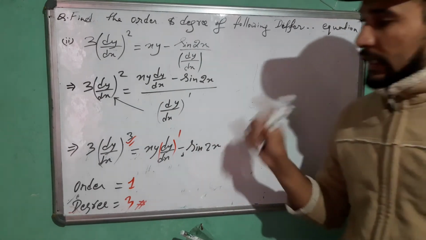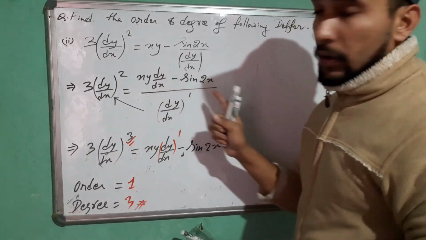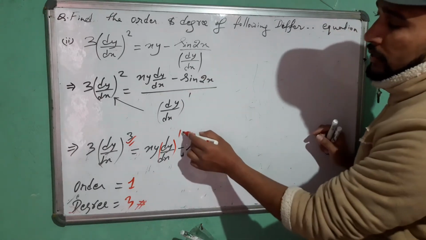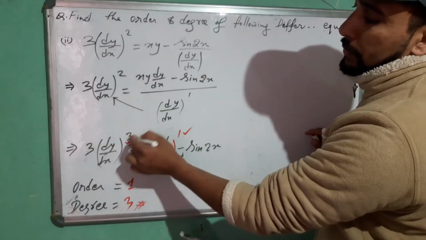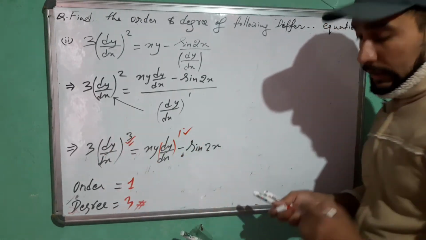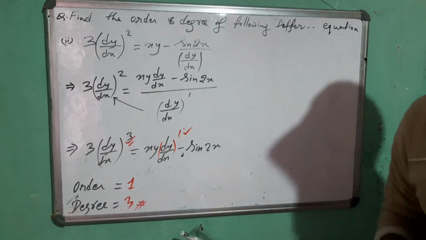Highest power of, in definition we have highest power of highest degree derivative. Okay, highest power of highest degree, here you have power 1, so here you have power 3, and which is highest among 1 and 3? 3 is highest, so you have to write 3. Okay.